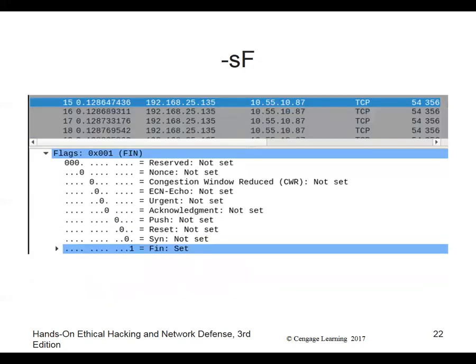Okay, here's the FIN scan. Again, FIN should be, all right, Liz, we're done. Thank you very much. Goodbye. But I keep hanging up on her. Keep slamming the phone down, which is not what should normally be happening. Again, that was just a 1.